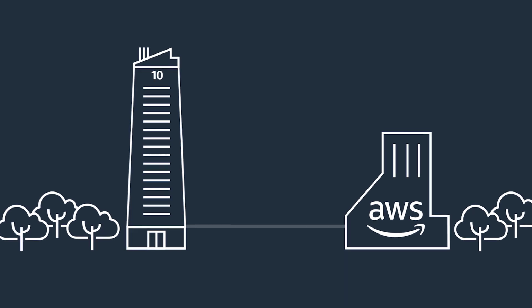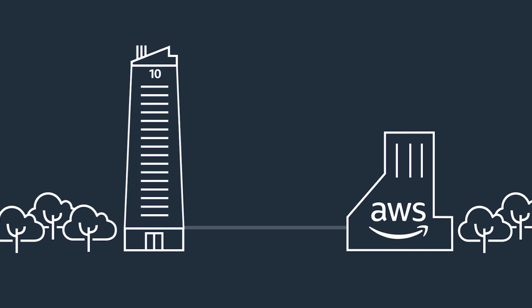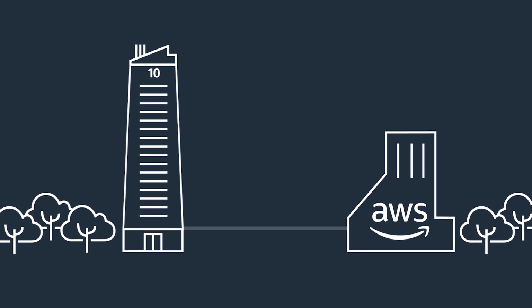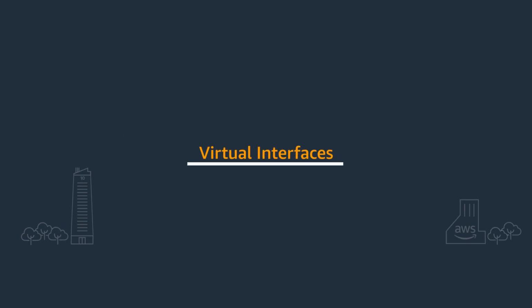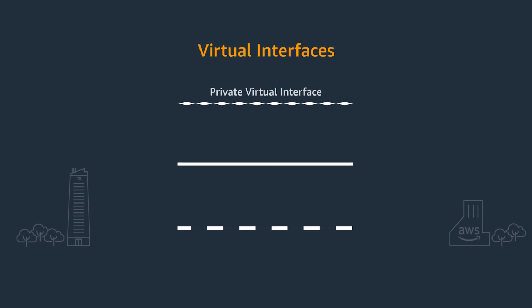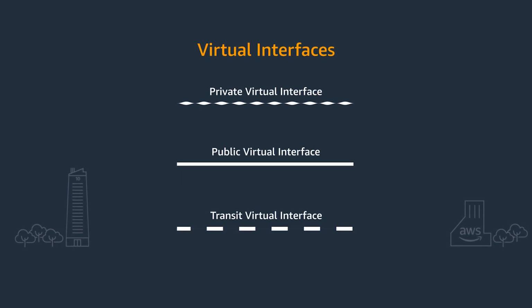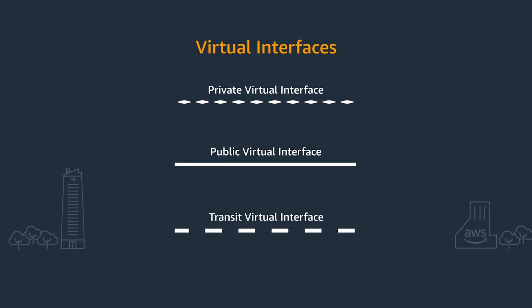After they receive the LOA CFA, your Direct Connect partner will physically complete the connection between your router and the AWS router with a cross connect. The next step in the process is to configure the virtual interface for your Direct Connect connection. AWS supports 3 types of virtual interfaces: private, public, and transit. The choices you made earlier for a public or private BGP and ASN will determine which of the 3 interfaces are available to you at this time.